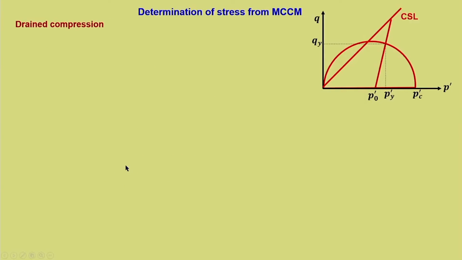So, for drained compression, if you want to determine the stress for MCCM, what we have done is determine all the strain components, knowing the MCCM model and the critical state parameters. Now, we are just summing up how to determine the stresses, which we have already discussed before, but did not specifically mention. So, when I say determination of stresses in MCCM, which stresses are we concerned about? We want the yield stresses, that is when the ESP meets the yield curve, the initial yield curve. So, that yield point is important.